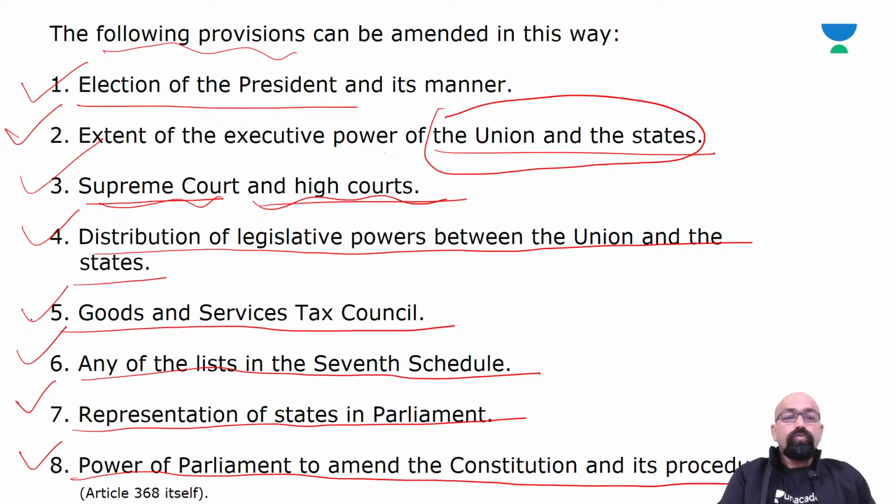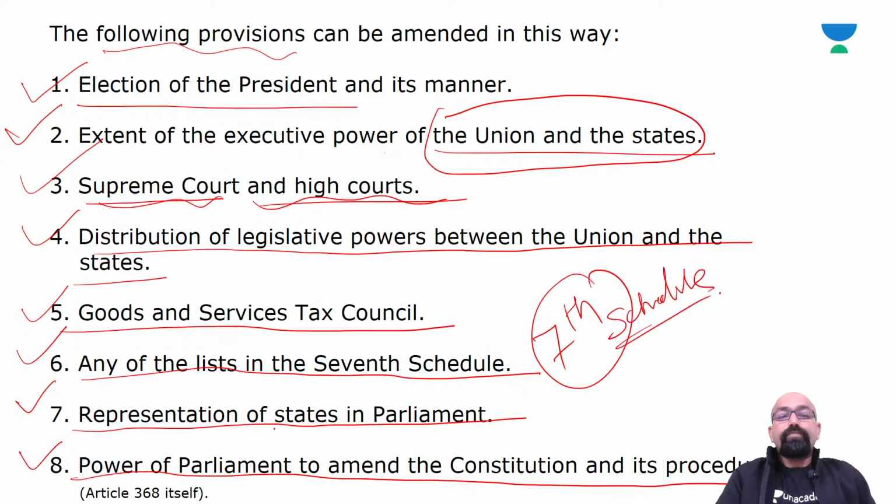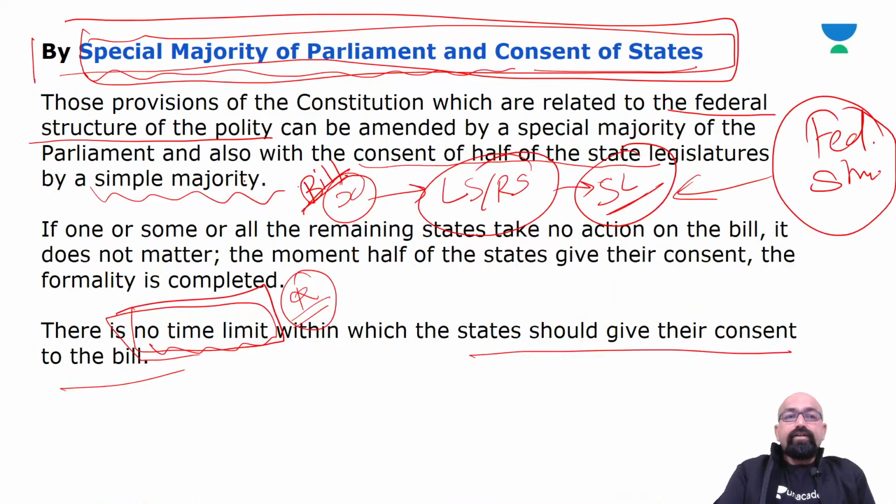3 lists, right? So Goods and Services Tax Council, any of the lists in the 7th schedule of the Constitution, representation of states in parliament, provisions related to the power of parliament to amend the constitution and its procedure, that is Article 368 itself, can be amended through this special majority of parliament and consent of states. So just remember these points, guys.